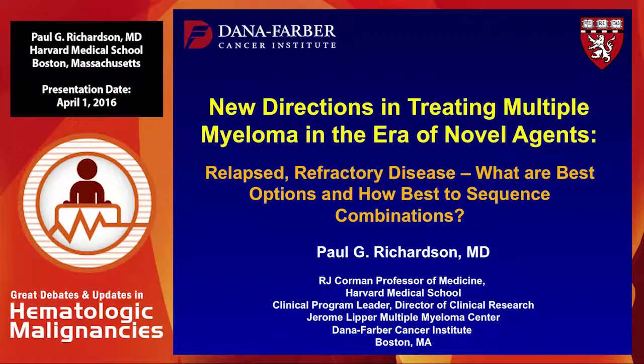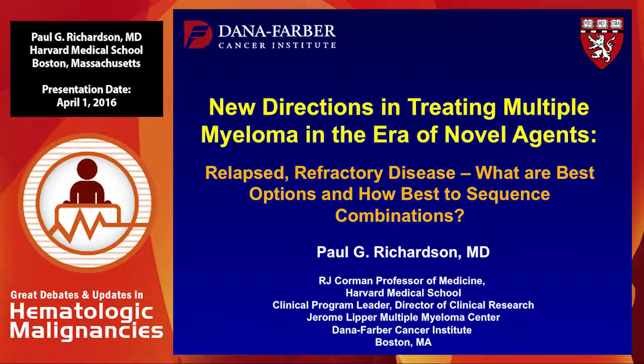This is hopefully going to be one where basically Bob and I are going to say very much the same thing. It's a challenge, but it's a lovely challenge to have. The bottom line is, in relapsed refractory disease, what are the best options and how best to sequence combinations? And I'll lead by saying that really truthfully right now, I think it's fair to say we don't know. The good news, though, is that we have lots of options to explore, and there are a number of trials.